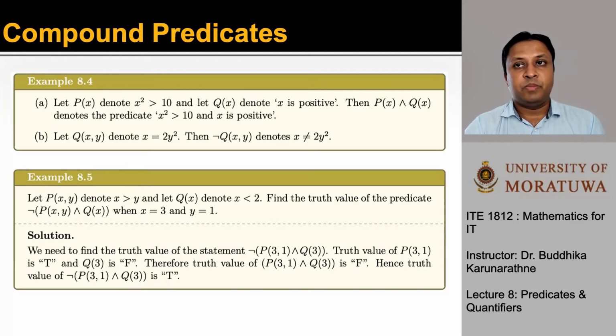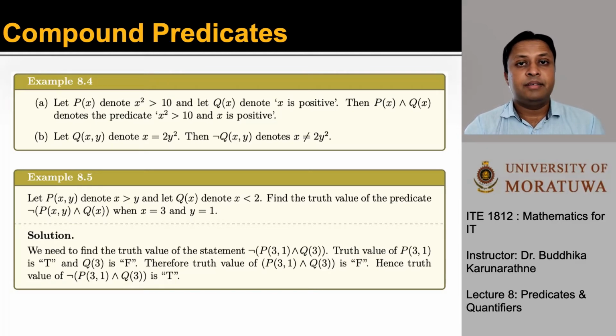More on compound predicates in example 8.5. Let P(x,y) denote x greater than y and let Q(x) denote x less than 2. So we are asked to find the truth value of the predicate negation of P(x,y) conjunction Q(x) when x is equal to 3 and y is equal to 1. So we are given the values for x and y. So how do we approach the solution?